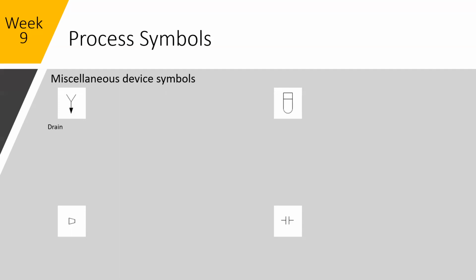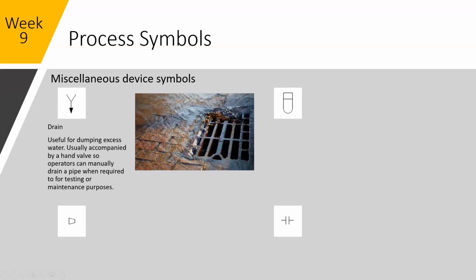So some miscellaneous symbols here show a drain. Kind of like ground, there's normally going to be a break between your normal process line to show a drain. You never want to show process line connected to a drain, because then the drain could potentially connect to your process. Nobody wants to drink sewage. It's useful for dumping excess water or product into a vat. Normally you just show an air break.